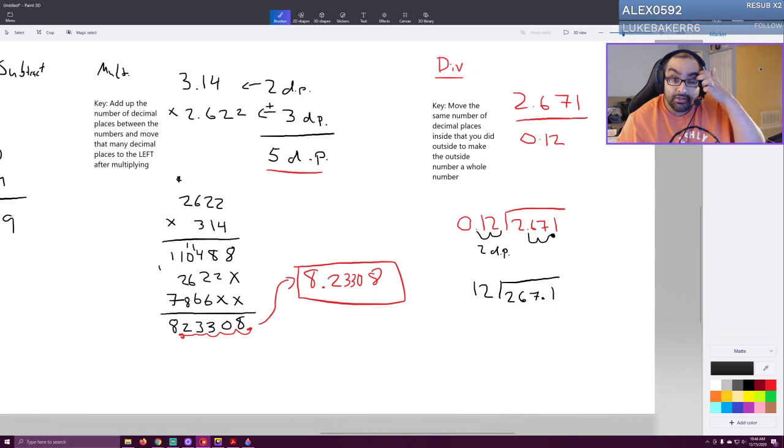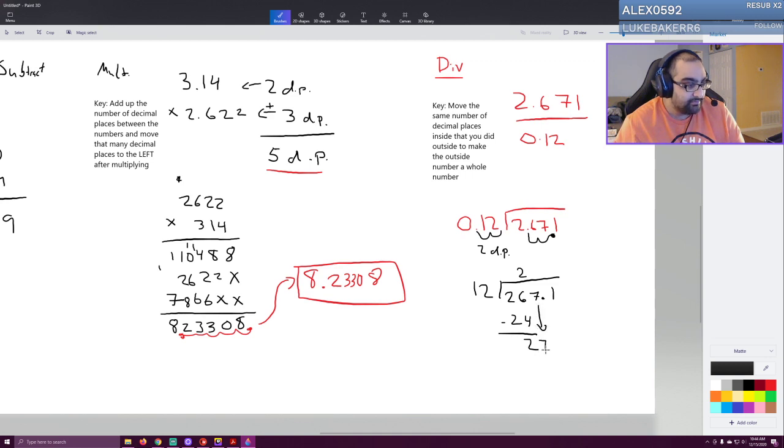All right, so nothing too fancy going on here. So here let's do 12 into 267.1. And we just go through the motions here. We say, all right, 12 goes into 26 2 times. Doesn't go into 2 at all, but 26, yes. So that's 24. So we get 2, bring down the 7. 12 goes into 27 2 times once again. So that's going to be another 24. So here we get 3.